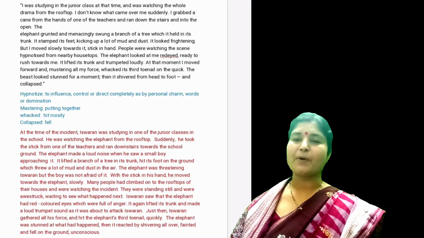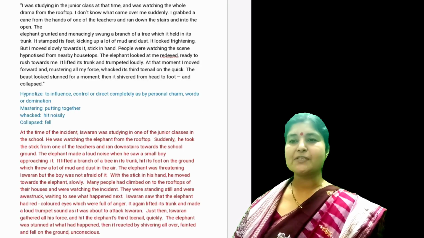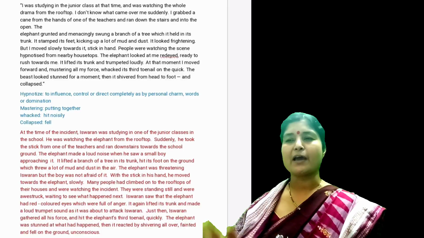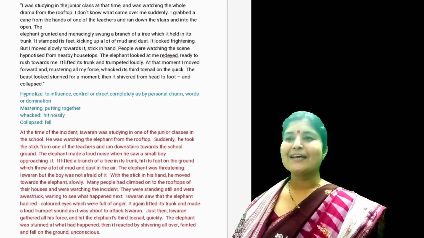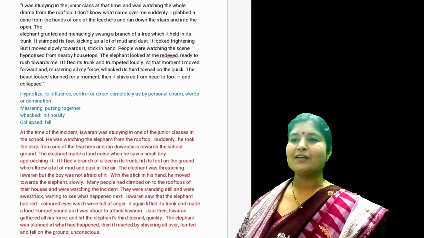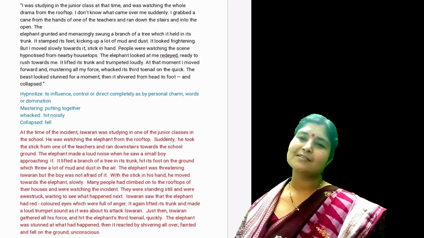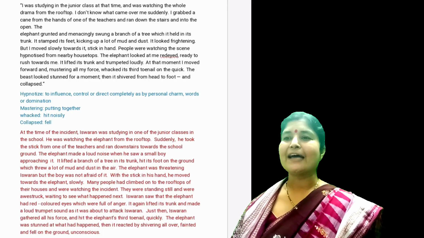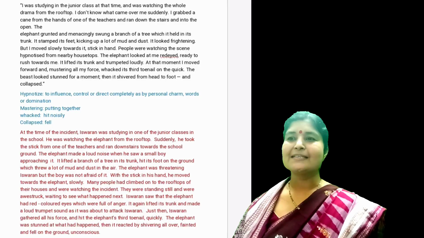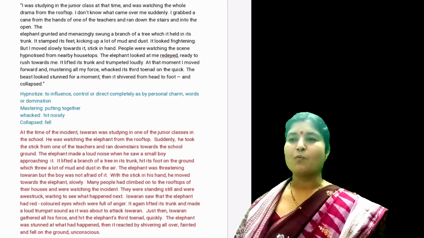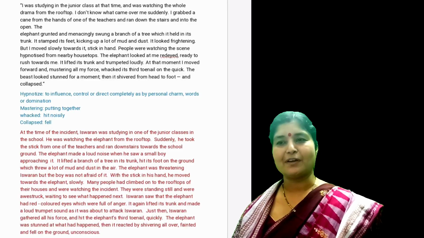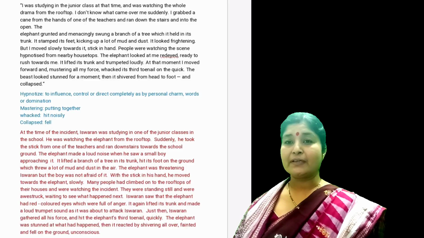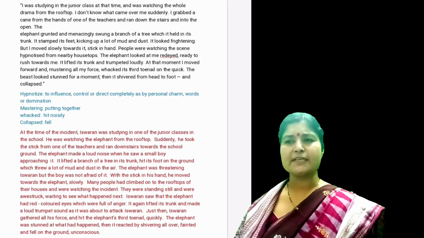So, in the previous paragraph, we saw that the mad elephant was destroying everything. Then, what had Iswaran done? At the time of the incident, Iswaran was studying in one of the junior classes in the school. He was watching the elephant from the rooftop. Suddenly, he took the stick from one of his teachers and ran downstairs toward the school ground. The elephant made a loud noise when it saw a small boy approaching.